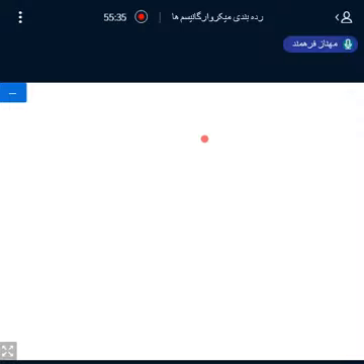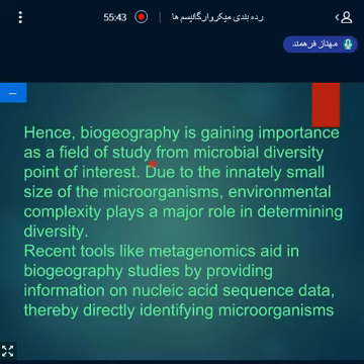Hence, biogeography is gaining importance as a field of study from the microbial diversity point of view. Due to the innately small size of the microorganisms, environmental complexity plays a major role in determining diversity.